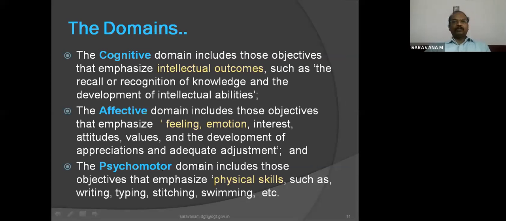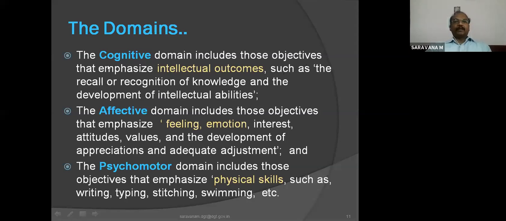So cognitive domain includes those objectives that emphasize intellectual outcomes. See, intellectual outcomes. Some words are with uniform color, see blue colors, and some words are with light yellow color. You can see that makes the difference, and these are all important definitions, the keywords for that particular domain. So cognitive domain, what is the keyword? Intellectual outcomes. So this domain includes those objectives that emphasize intellectual outcomes such as the recall or recognition of knowledge and the development of intellectual abilities.